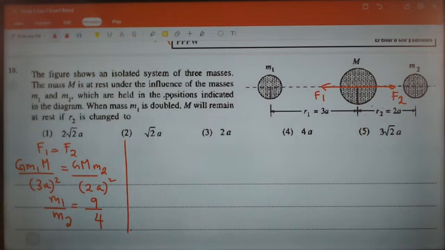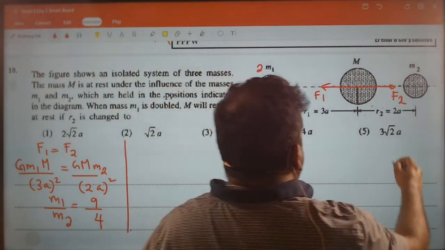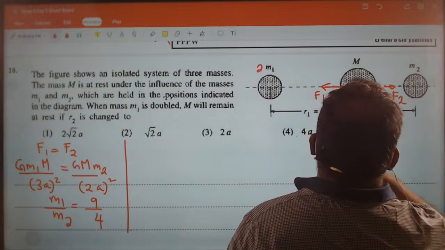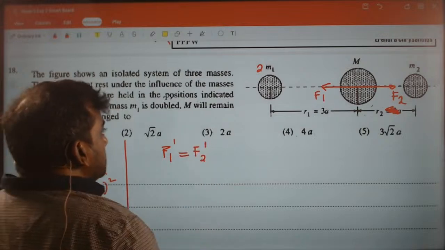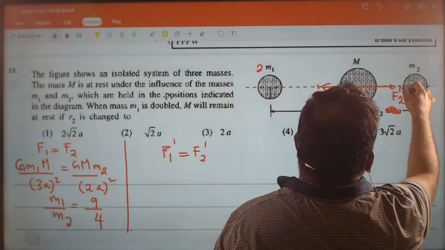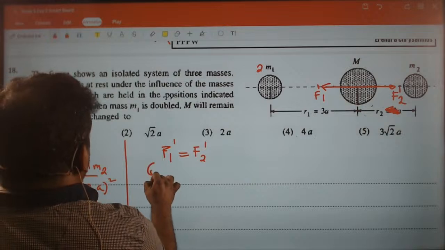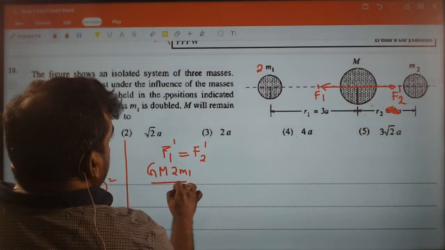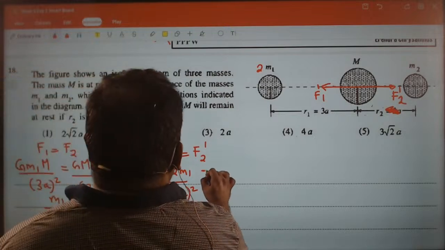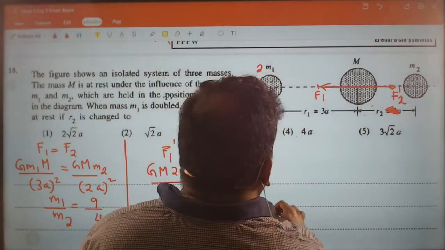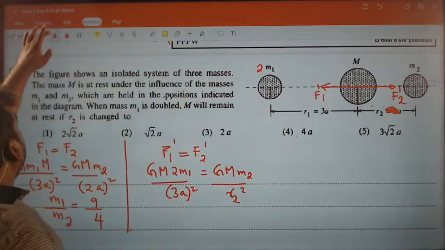Now what are they saying? When this mass is doubled, what will be the value of R2? So here F1 dash equals F2 dash. I am drawing in the same diagram. Capital G, capital M, M1, distance is 3A, squared. Here capital G, capital M, mass there is 2 M2 divided by distance R2 squared.